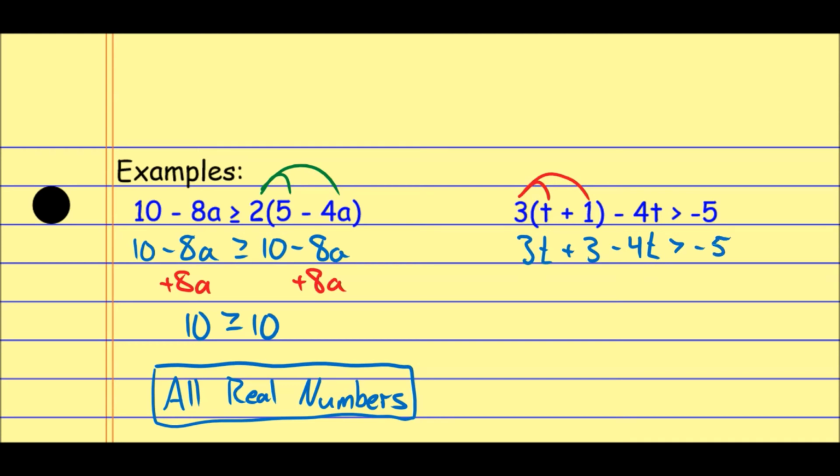And now I continue to simplify. I've got those t's on the same side. I combine like terms. So I'm going to add these guys together. So that gives me a negative 1t plus 3 is greater than negative 5. And now from here, I work backwards through order of operations. I undo addition and subtraction first. So I'm going to undo adding the 3 by subtracting the 3. I do the opposite.